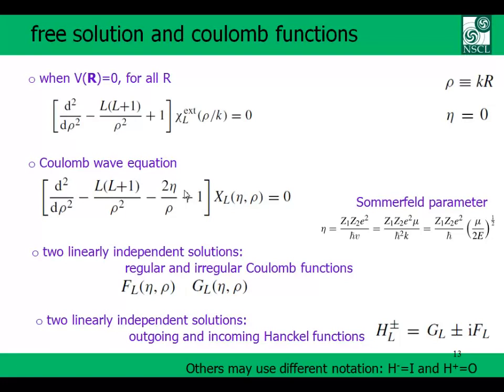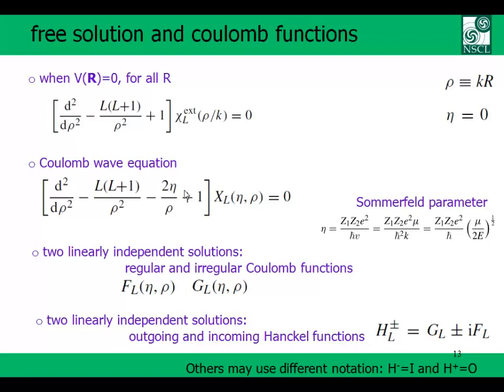So the equation that we need to solve is this equation. You can rewrite the previous equation changing r to rho, just kr, and then dividing it by the mass factor, and you get this equation, which is the free equation. And if you go back to Abramowitz and Stegun, you find that solutions of the form for L equals 0 will be sines and cosines. For higher L's, it will be Bessel functions divided by r, or multiplied by r.